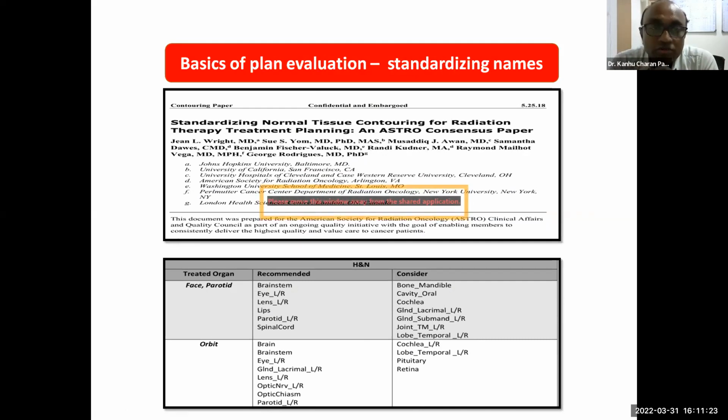So this is the paper. You can go through this paper, where the standardization of the various structures and how to write them is given. Here you can see brainstem, eye underscore left right, lens underscore left right, lips, parotid underscore left right. So all these things they have given in this paper. We can go through it.